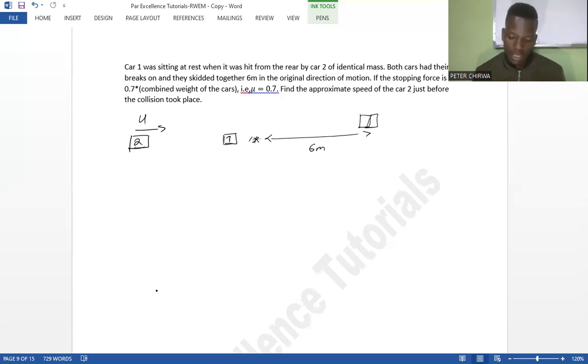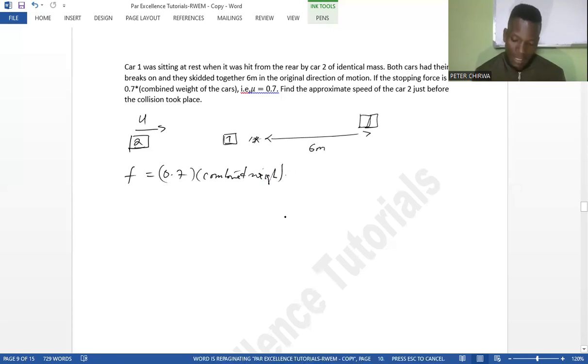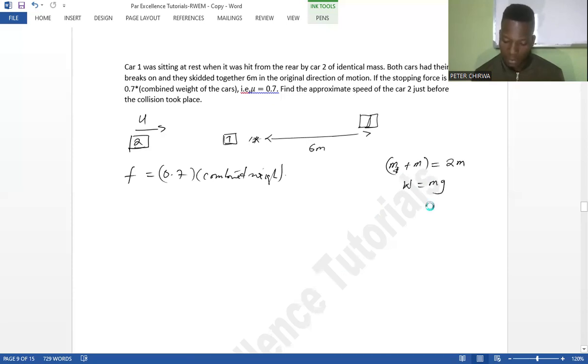All right, let's look first at the stopping force, the friction force. We are told the friction force is 0.7 times the combined weight. So let's say car one has mass M, meaning that car two also has mass M because they are identical. So the total mass is 2M. Now weight is mass times gravity, so the combined weight is 2M times G.